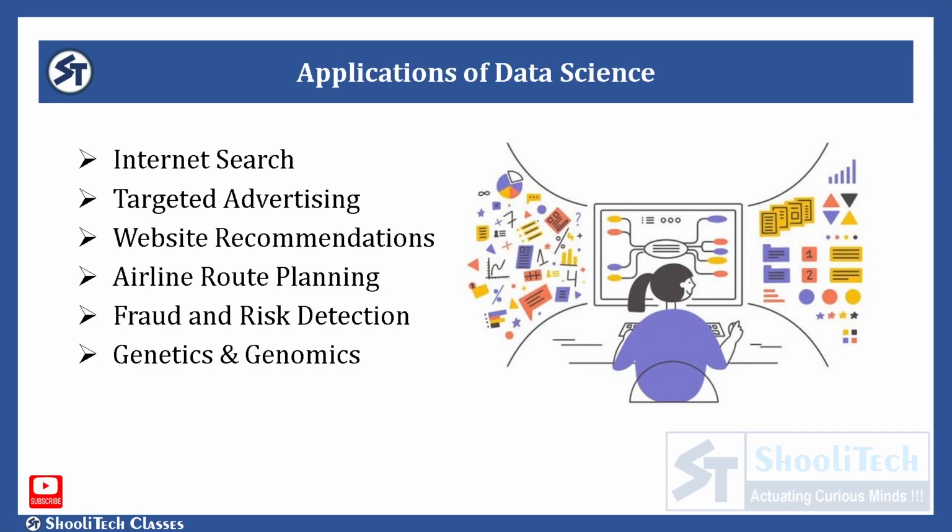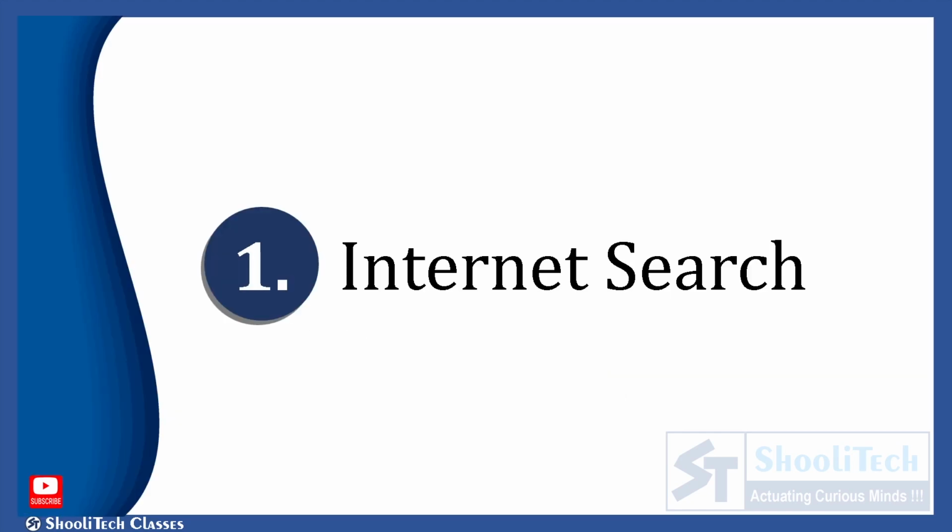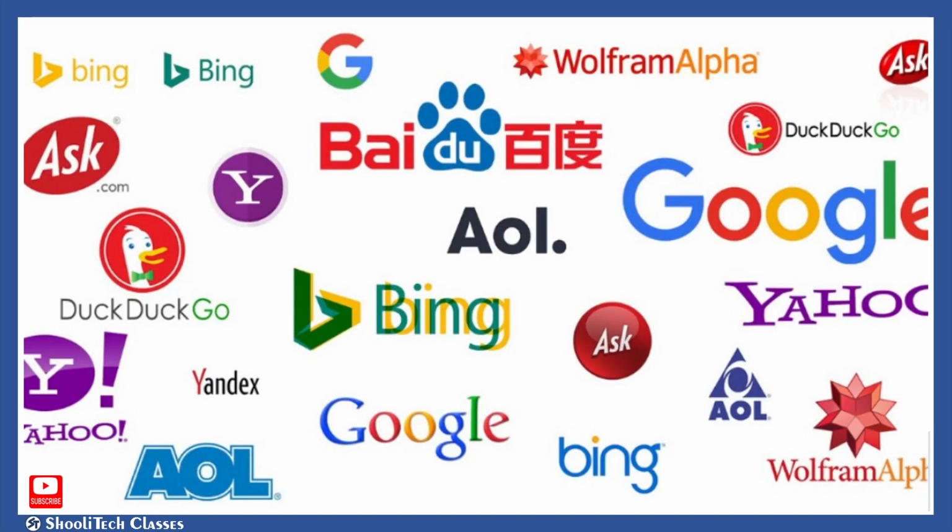There exist various applications of data science in today's world. Some applications given in CBSE handouts are internet search, targeted advertising, website recommendation, airline route planning, fraud and risk detection, genetics and genomics. And the very first application is internet search engines. We use them to search anything, any content, any cooking recipe, anything educational, any address, any government rule, or any information. Means we use search engines for all types of queries.